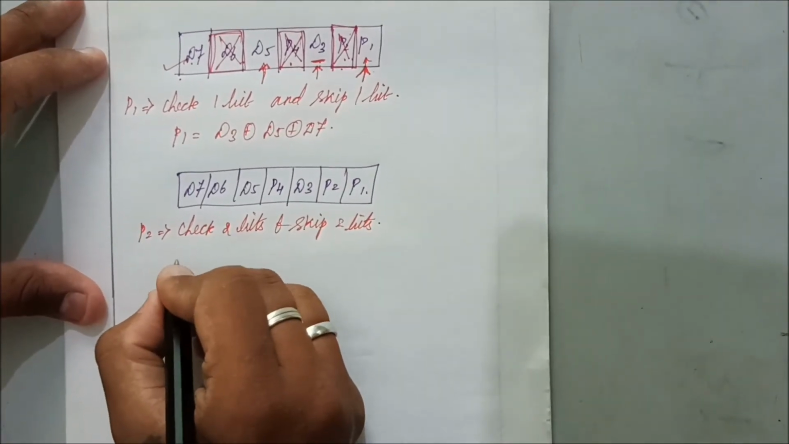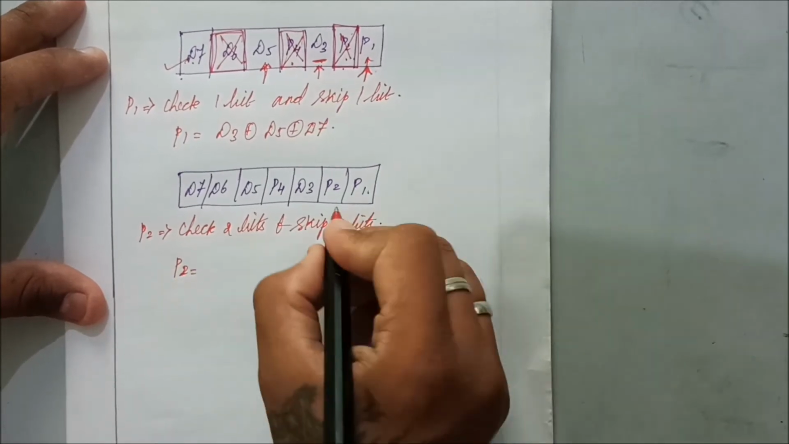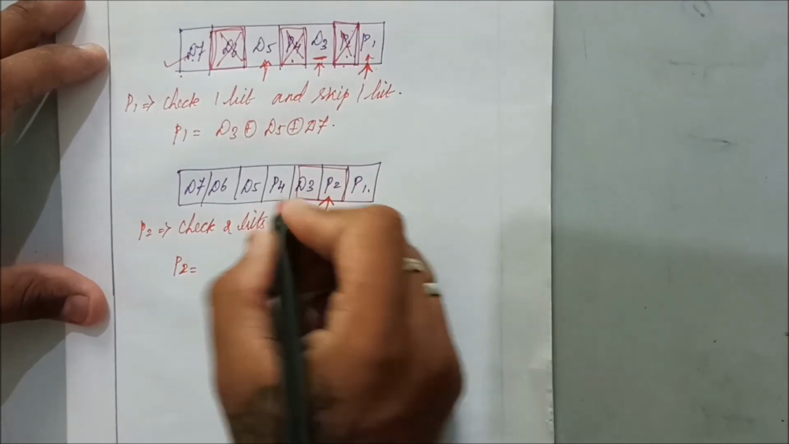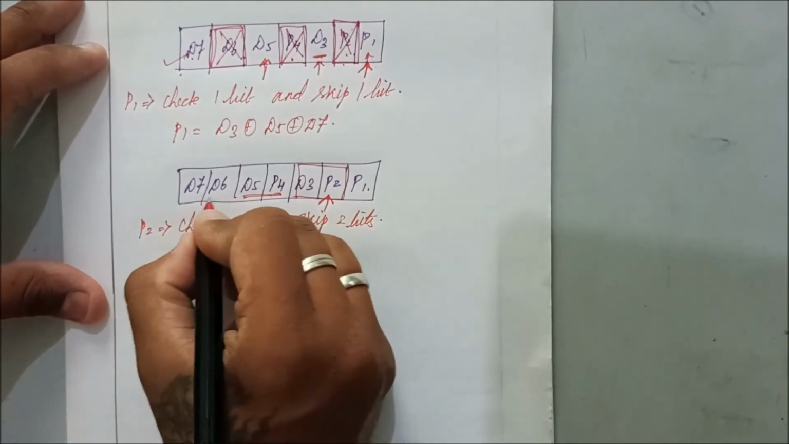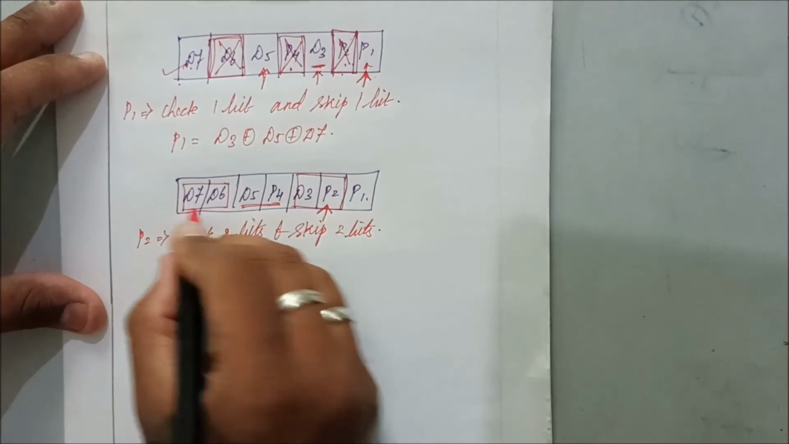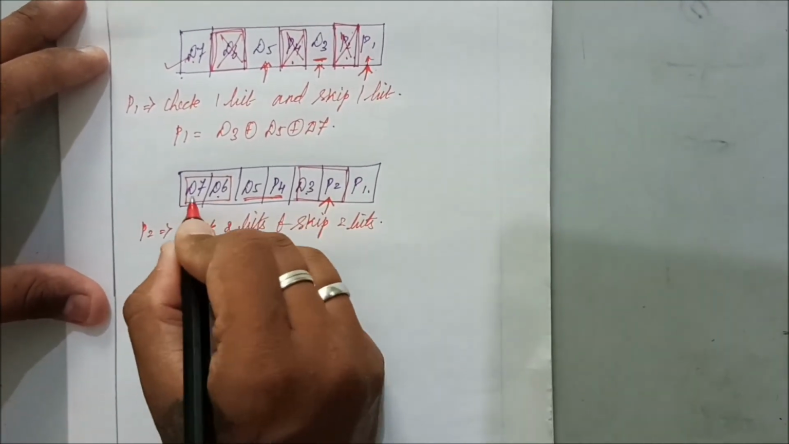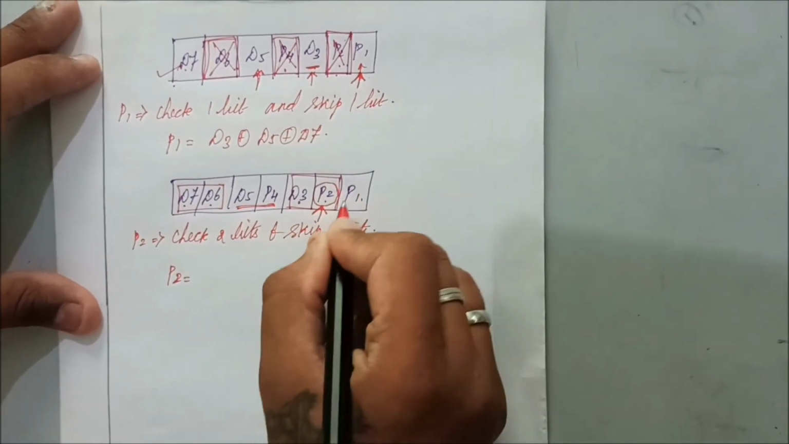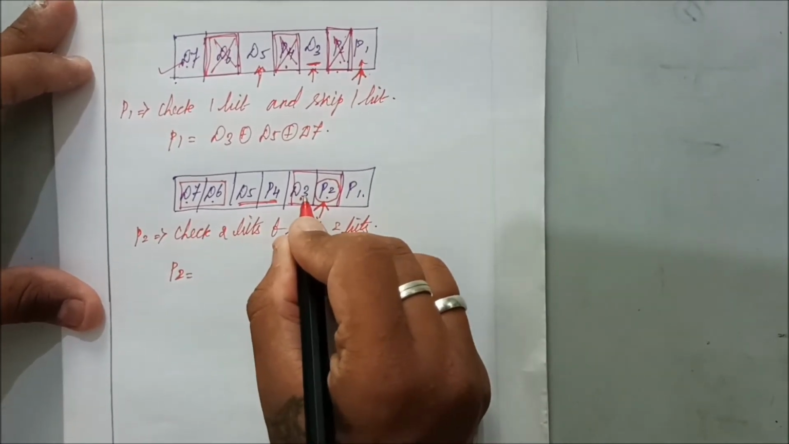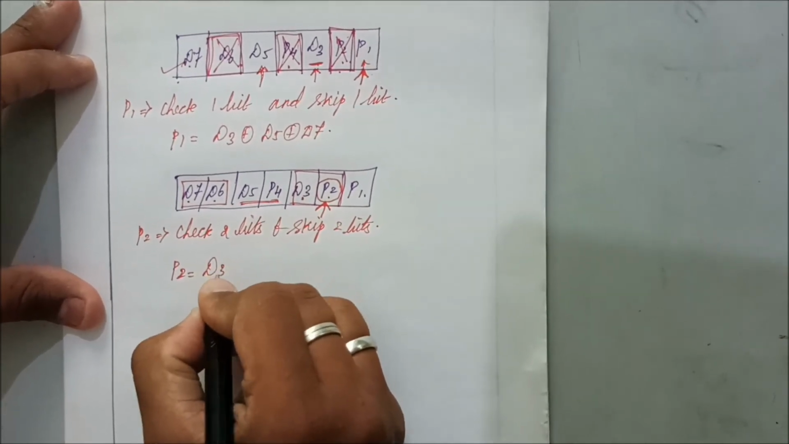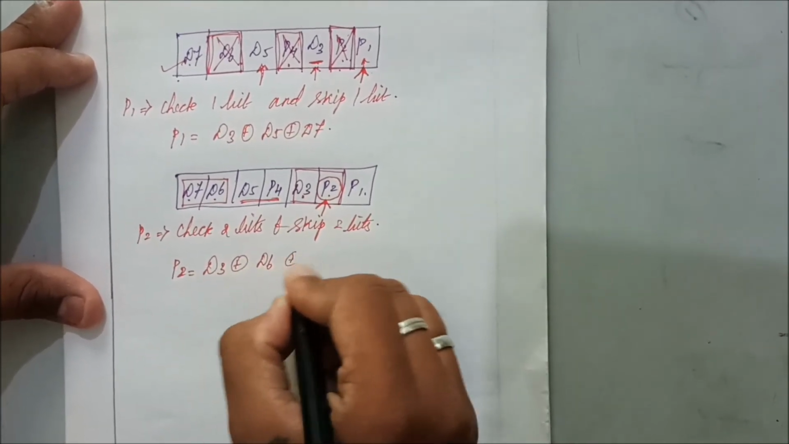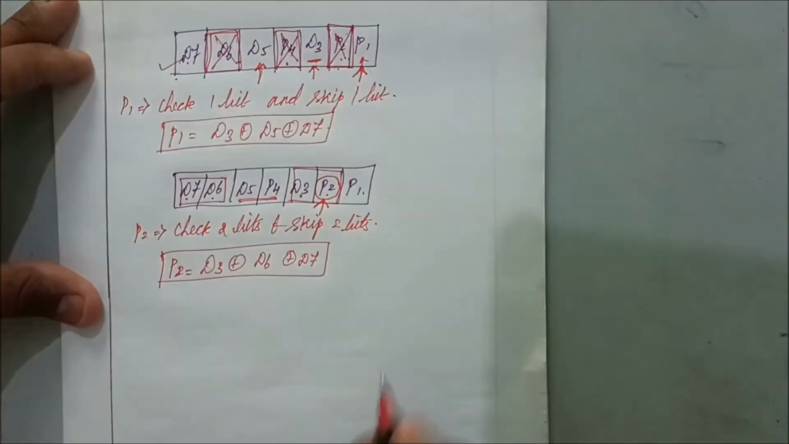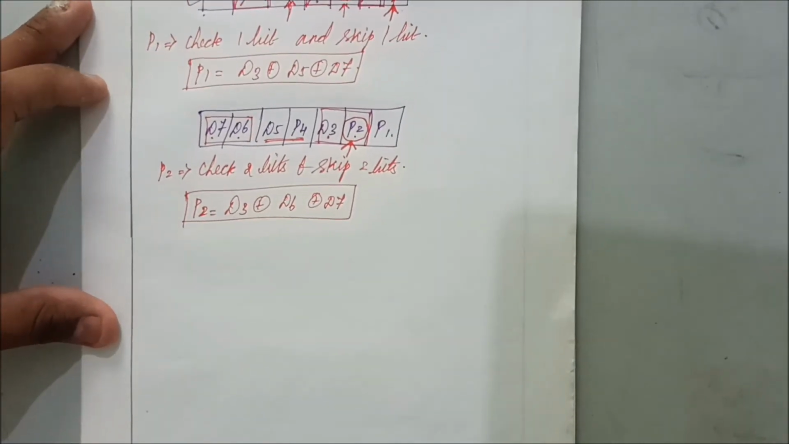So if I write the value of p2, what will be the value of p2? We have to check 2 bits and skip 2 bits. So the value will be d3, d6, d7. Why am I including d3? Because this d3 is associated with p2, so we have to consider this d3 also. So the value will be equal to d3 XOR d6 XOR d7. So this is the value of p2 and this is the value of p1.